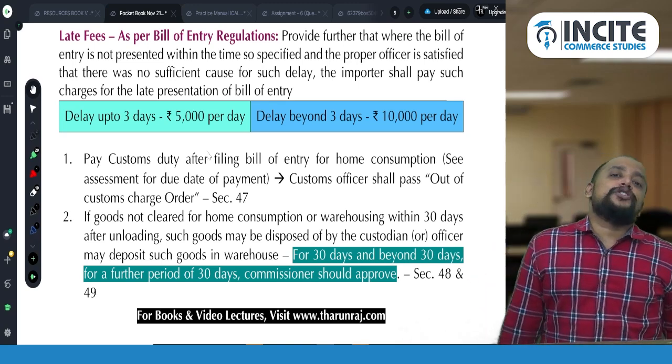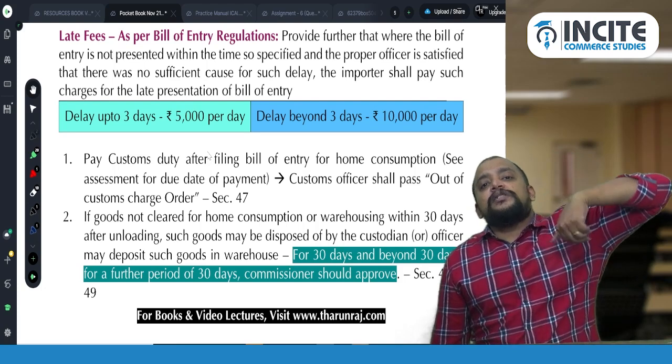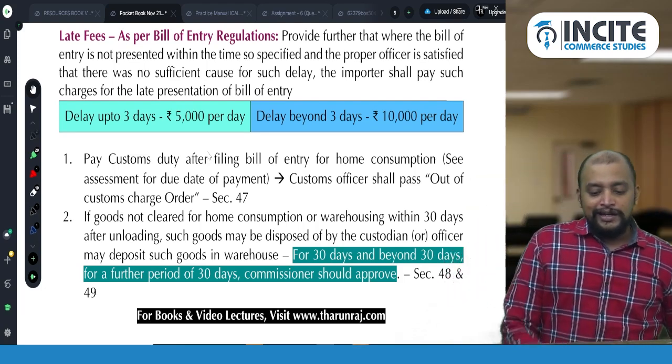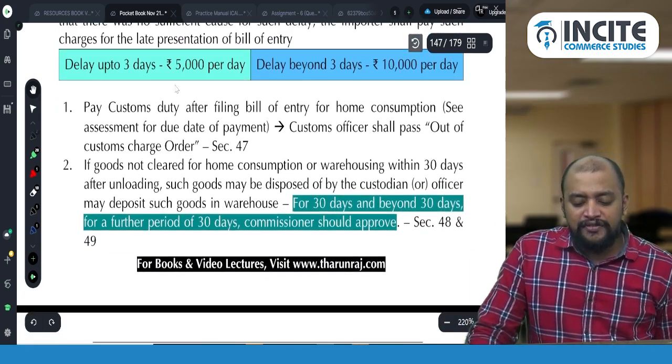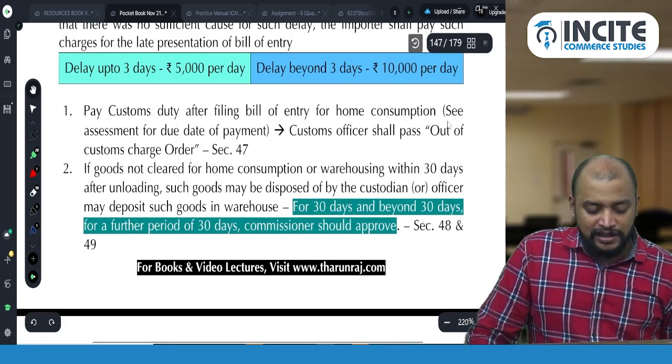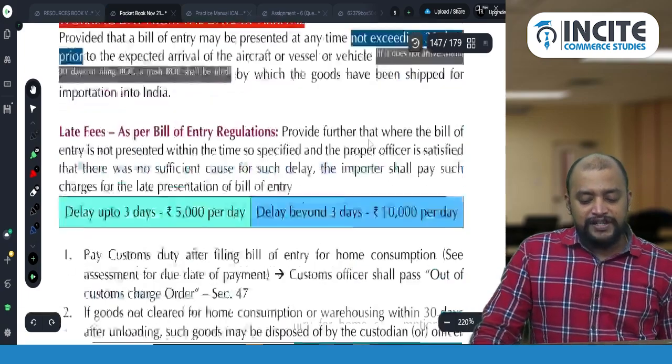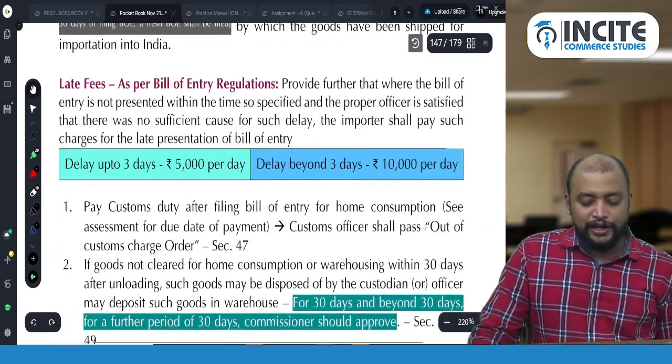This is subject to maximum customs duty payable. Okay, clear here? Next, pay customs duty after filing bill of entry for home consumption, and the customs officer will pass an out of customs charge order.